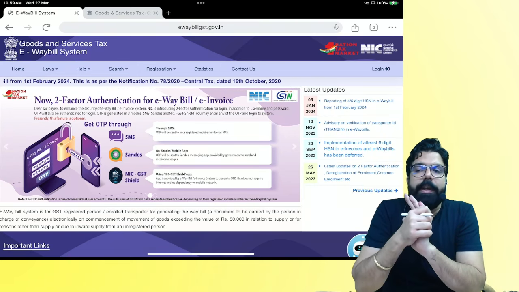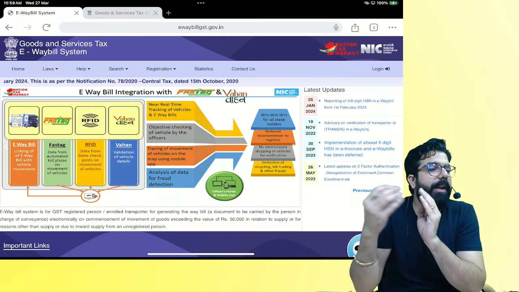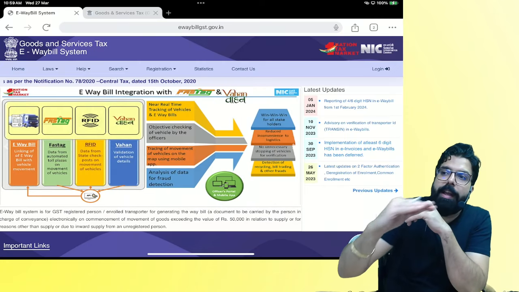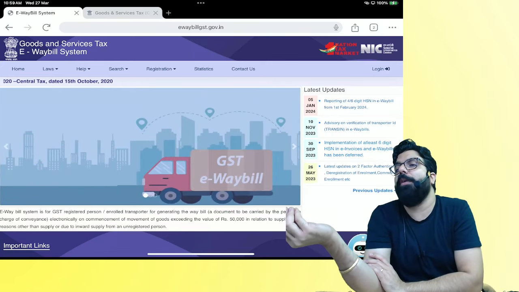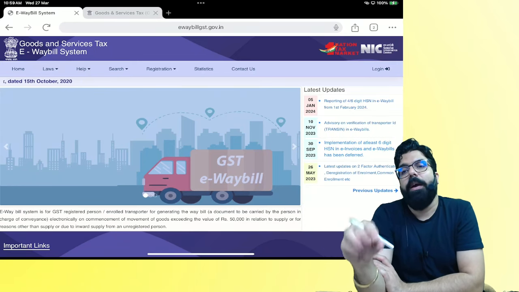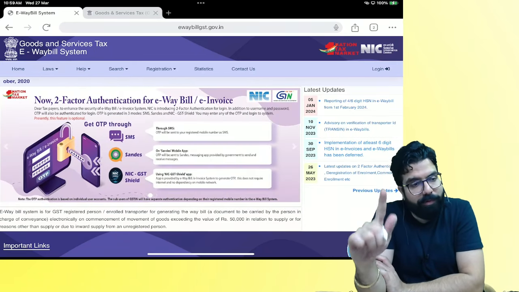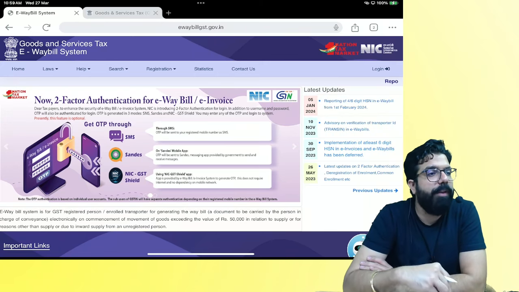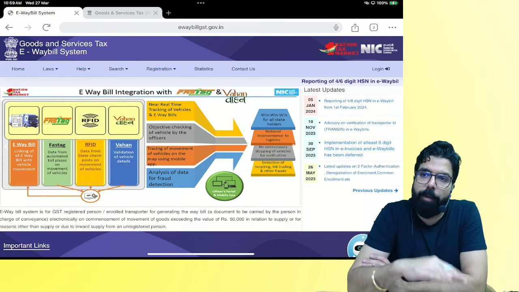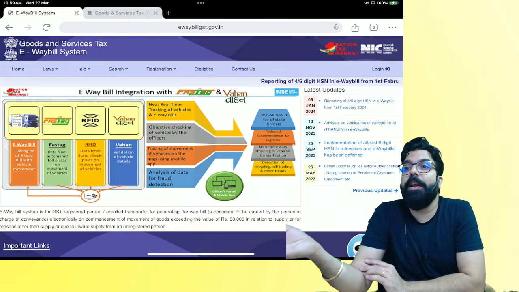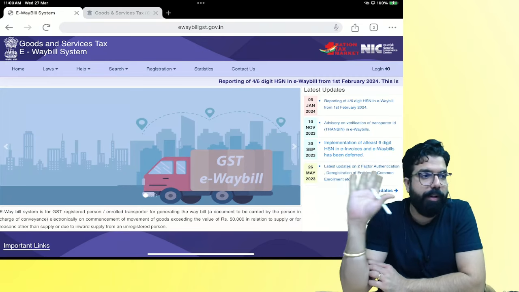Are we clear? E-way bill, I'm yet to teach you, but whenever you're taking goods on the way, you have to generate one document, which is known as what, everyone? E-way bill. I will teach you about this because we'll have one full chapter. This portal is also known as the common portal. Sir, what do we do in the e-way bill portal? I'll explain when we come to the chapter.